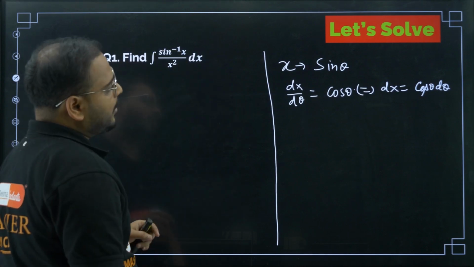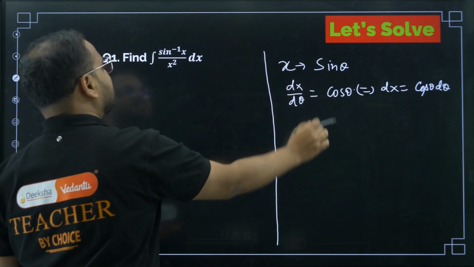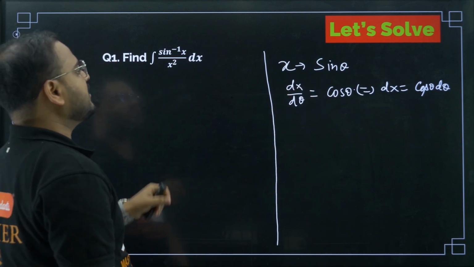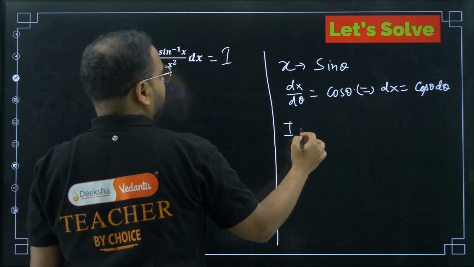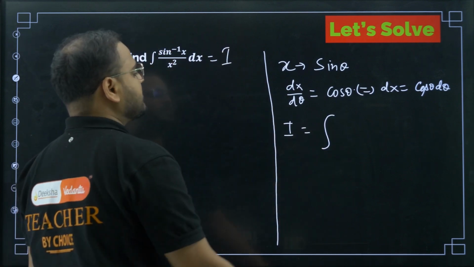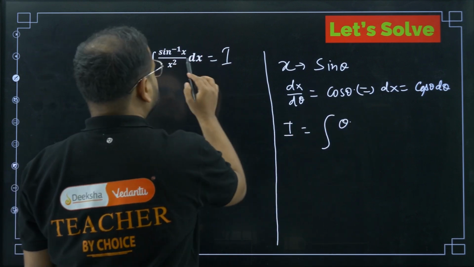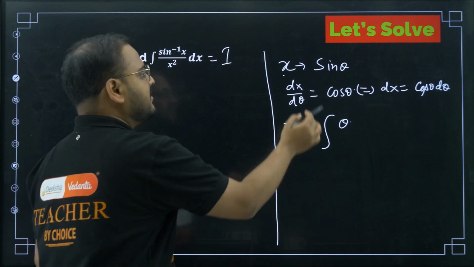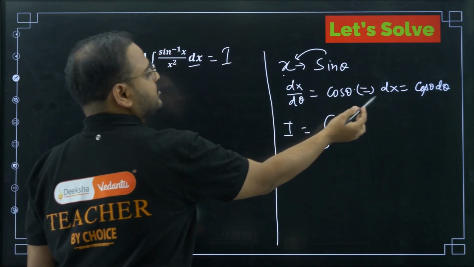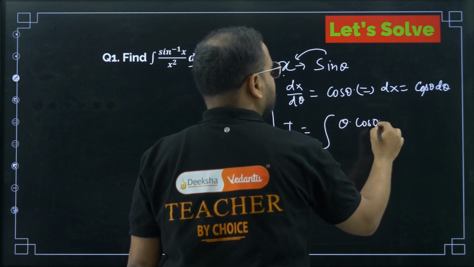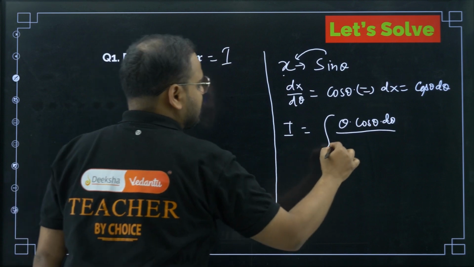Now let's have a look. I'll use it in this expression. If x is sine theta, then sine inverse of x will be simply theta. If I call this integration I, it transforms into this form now. Theta times what? Sine inverse of x is what? If x is sine theta, then taking sine inverse gives theta only. So theta times dx. What is dx? Cos theta d theta, upon x square. What is x square? Sine square theta.